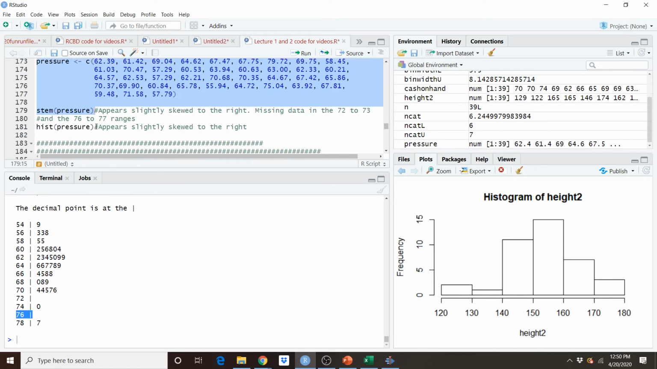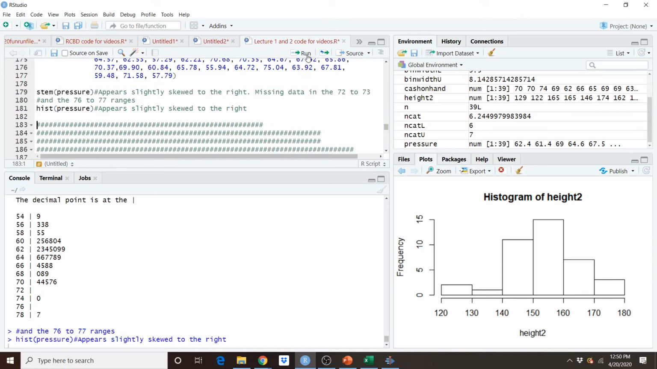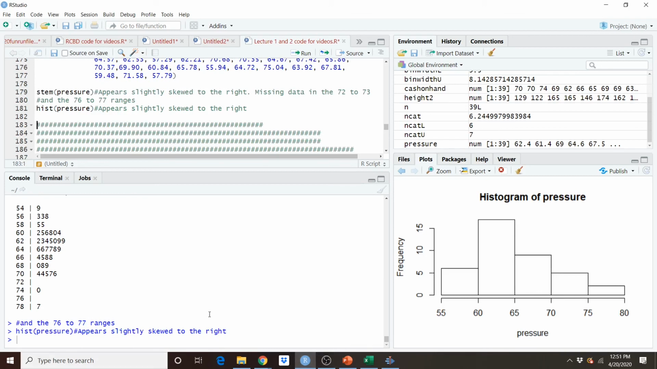What does our histogram look like? Here's our histogram of our pressure data. Notice my range 55 to 80 is the best I can get with a histogram because I haven't retained the data. But notice I've got this tail off to the right. This means that I am skewed to the right.